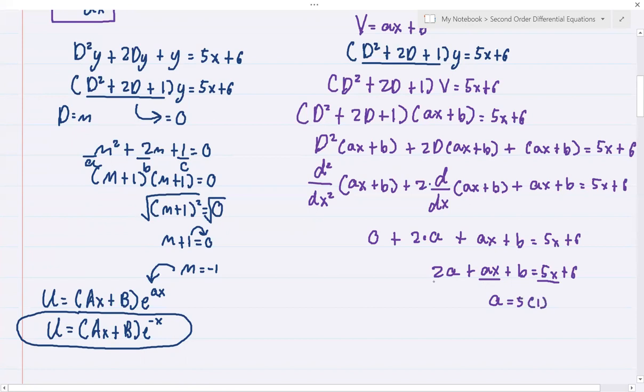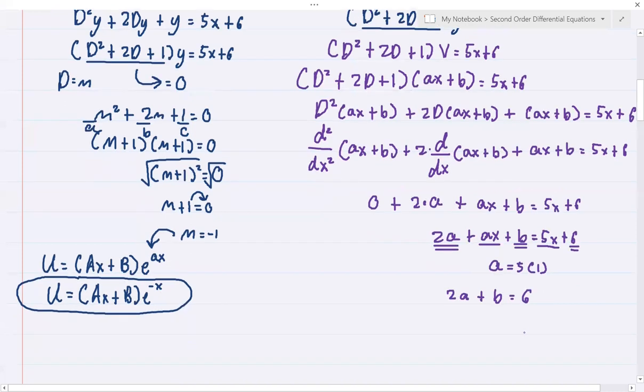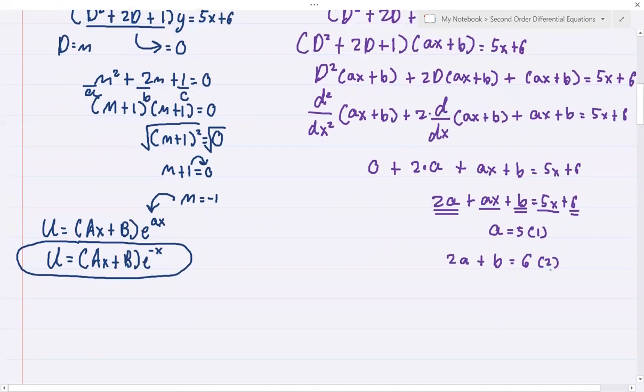Next, on your left side, we have constant terms, which are 2a and b. Since these two terms are constant terms, do you think there is a constant term on the right side? Yes, which is your 6. Since we have 2a and b as your constant terms on the left and 6 as your constant term on the right, all of them are similar terms because the three of them are constants. So we will have 2a plus b is equal to 6. This would be your second equation.